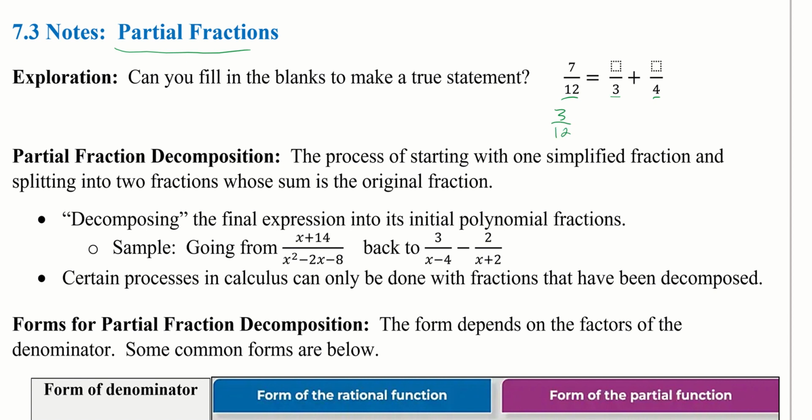break it apart into 3/12 and 4/12. Cool. So that does still add up to 7/12. And then when I simplify that, we end up with 1/4 plus 1/3. Okay, so we're able to break 7/12 down into these two fractions, which is 1/3 plus 1/4.